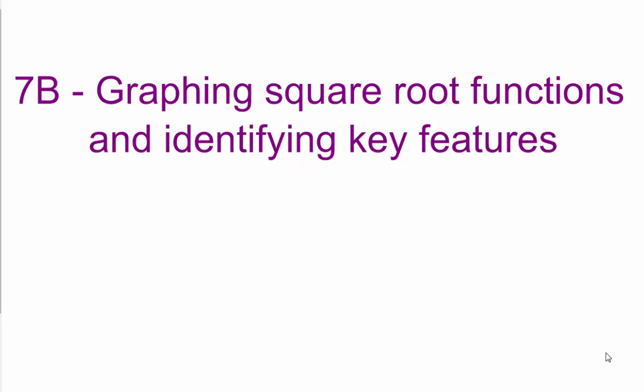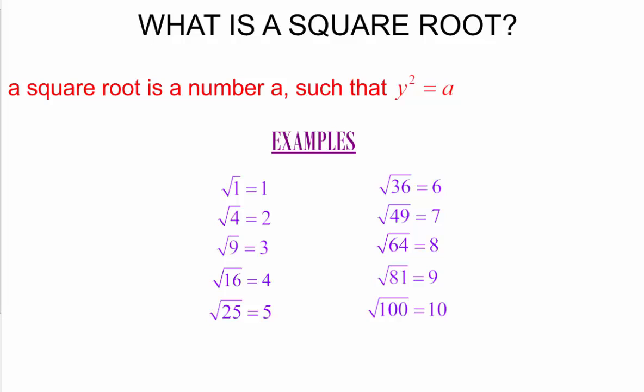Today we're looking at Learning Target 7b, which is being able to graph a square root function and identify the key features. Before we talk about graphing, let's identify what a square root is. A square root is a number a such that y squared is equal to a. Some examples are shown below.